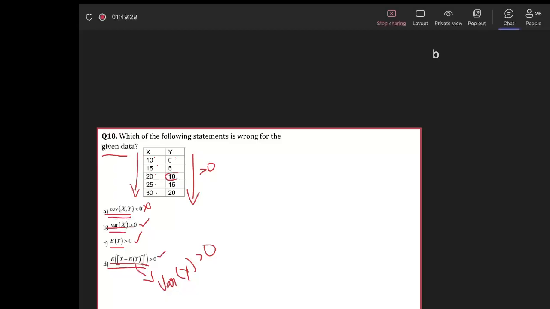In the question they are asking which is wrong for the given data. So option A is wrong. This will be the correct answer here.